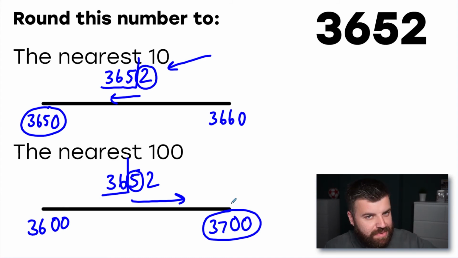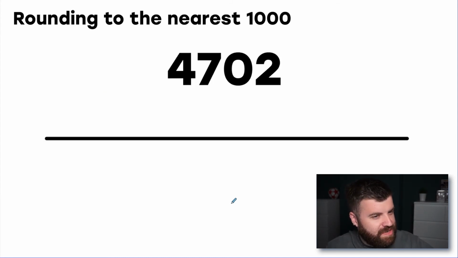There is another step though, right? We said nearest 10, nearest 100. Nearest 1,000. I really want you to try, if you've watched this video so far, to round this to the nearest 1,000 using our technique, but this time stopping at the appropriate place value column. Have a go, pause the video. I'm going to dive straight in now.